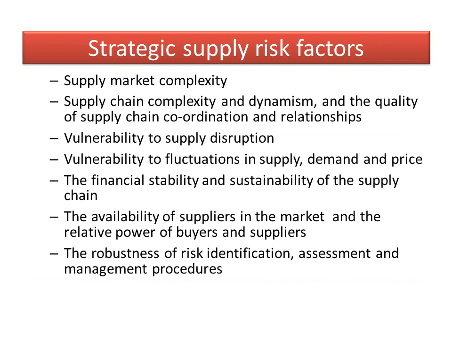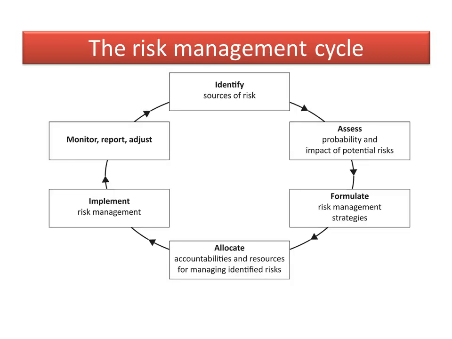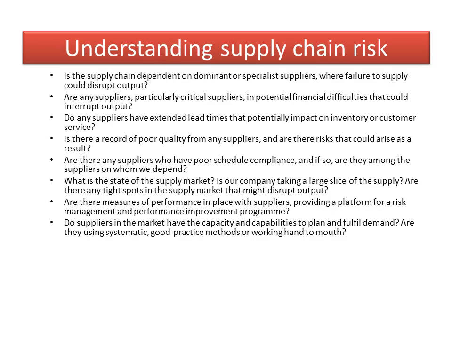Strategic supply risks, market complexity, vulnerability, supply availability, how well we've done our risk management, and there's the old risk management cycle: identify, assess, allocate, implement, monitor. We need to understand supply chain risks, and that's what Bovis are trying to do now at the end of the case study. They're trying to understand suppliers and communicate with them.